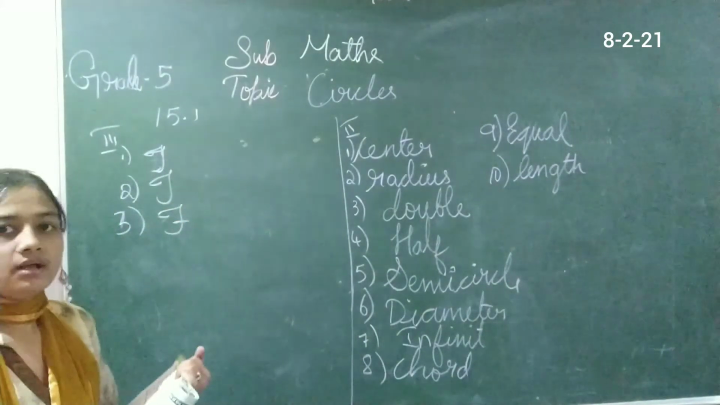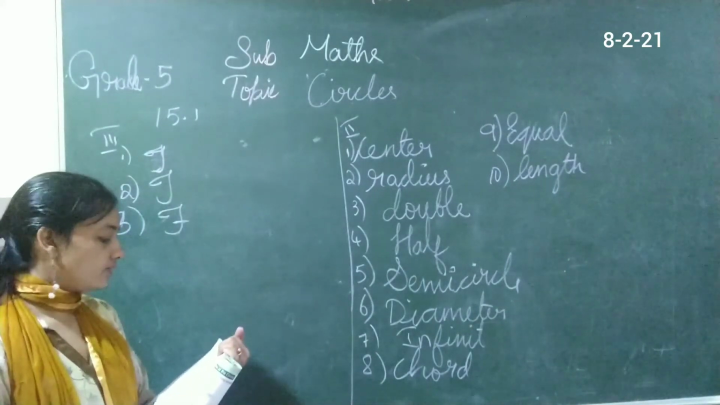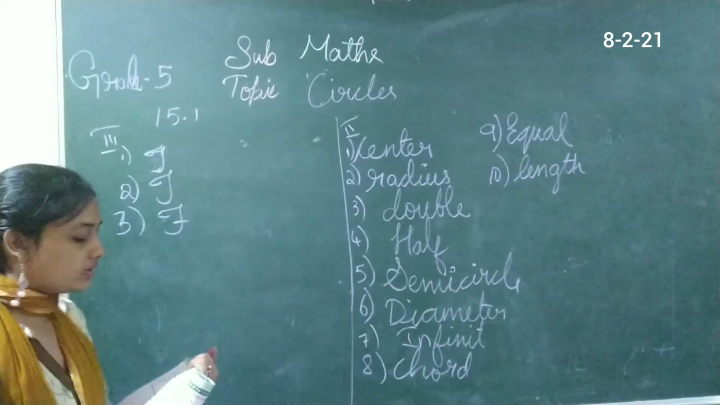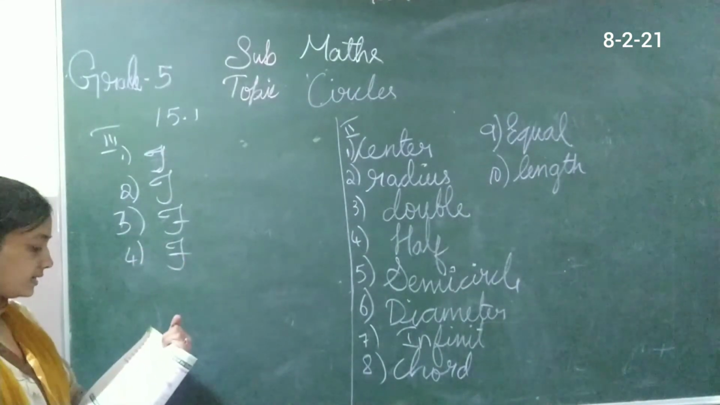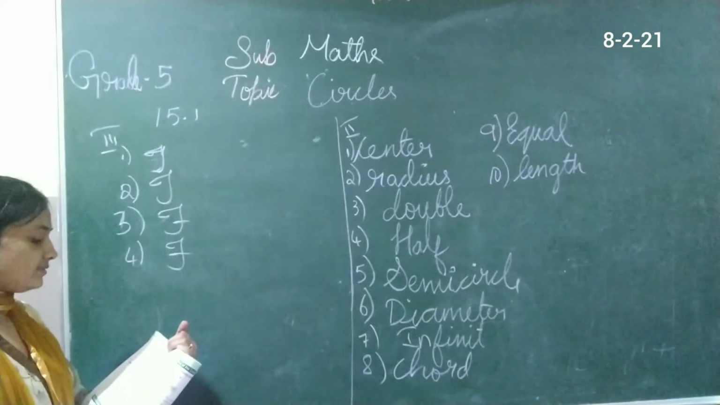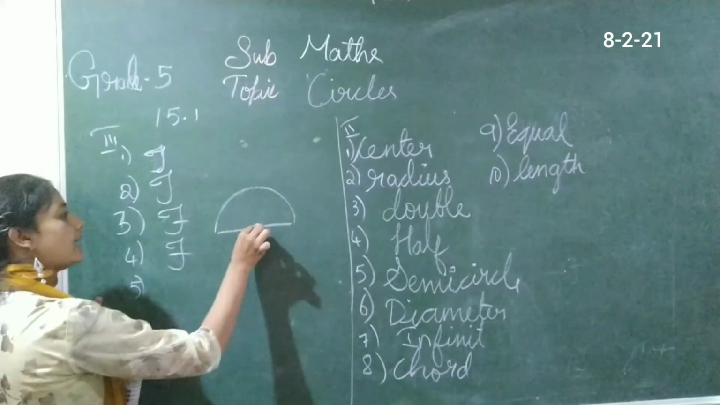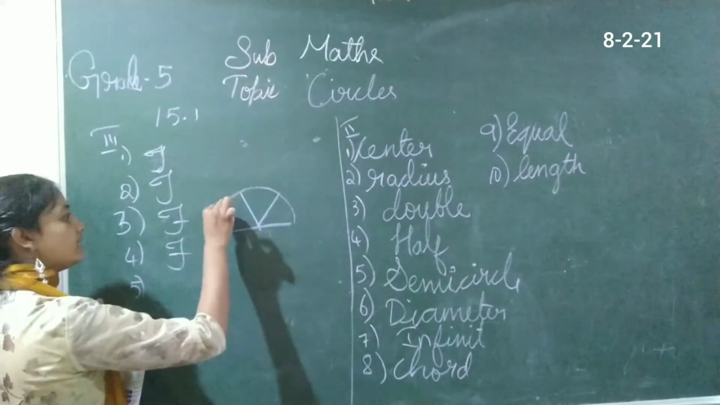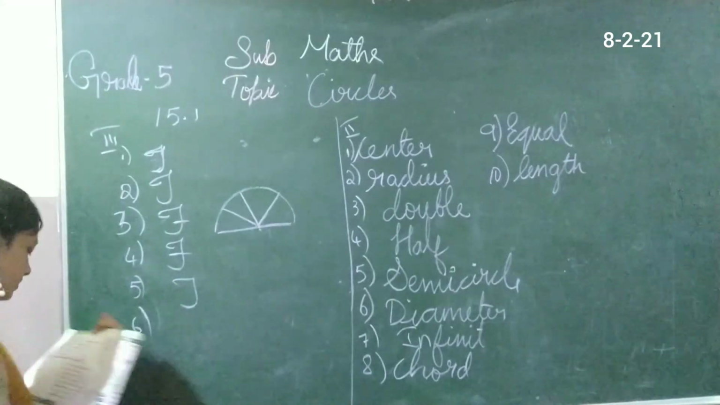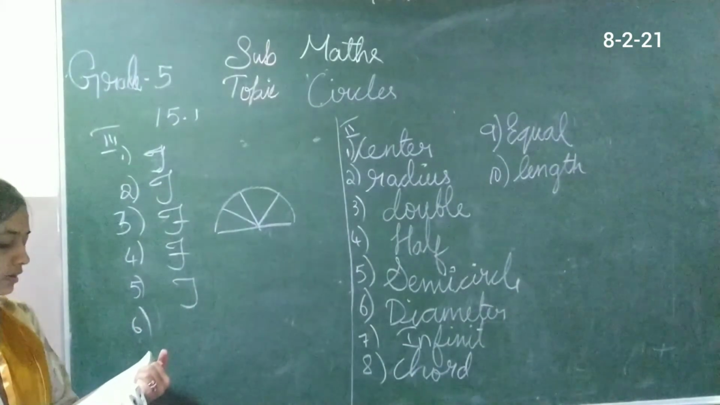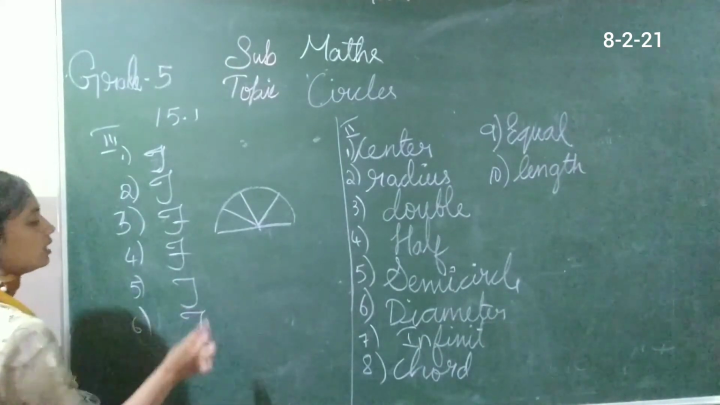In one circle, all the radius are equal. Fourth, a chord of a circle has the same length? No. Each chord will have a different length, so it is false. Fifth, a semicircle has a radius? Yes. If this is a semicircle, I can draw a radius here. This is also a radius, this is also a radius. So it has a radius. True. Sixth one, a circle is a closed curve. Yes, a circle is a closed curve.